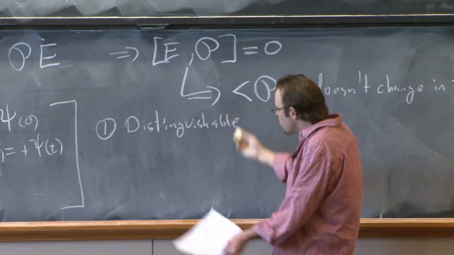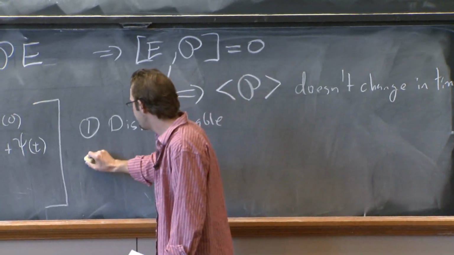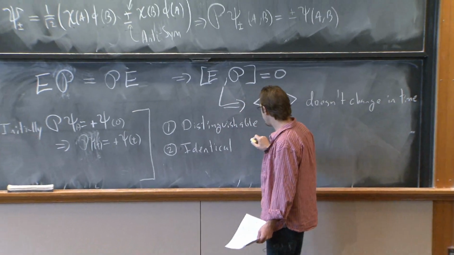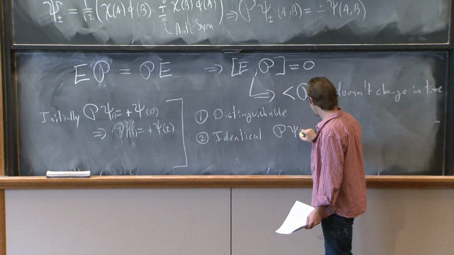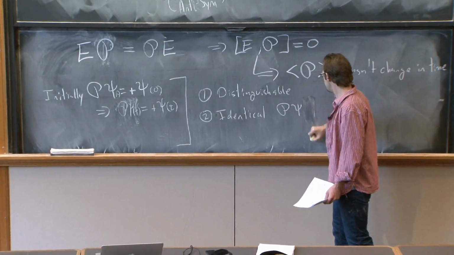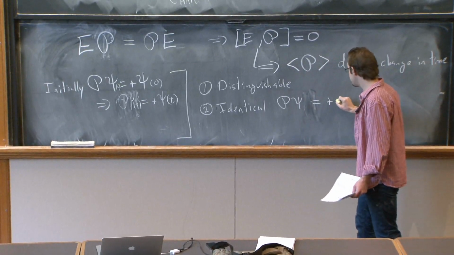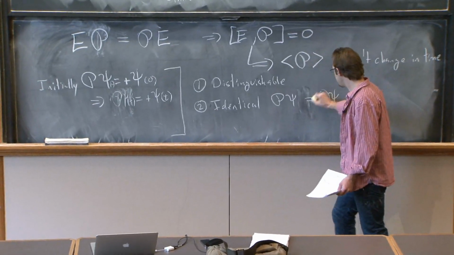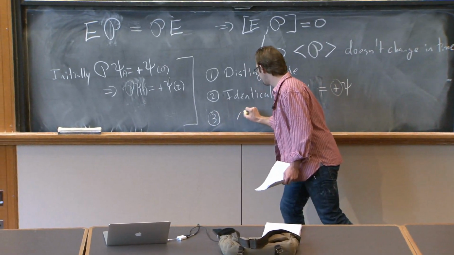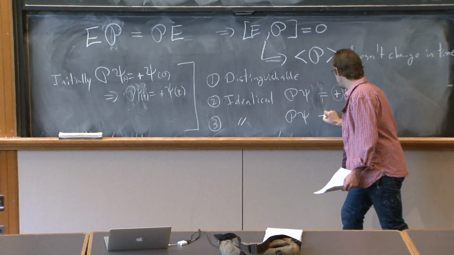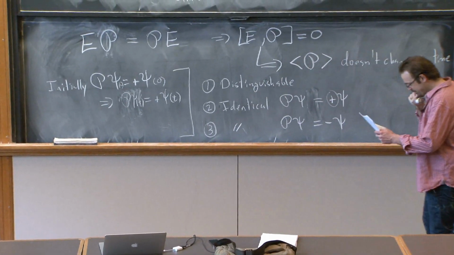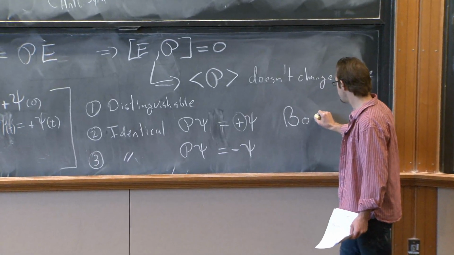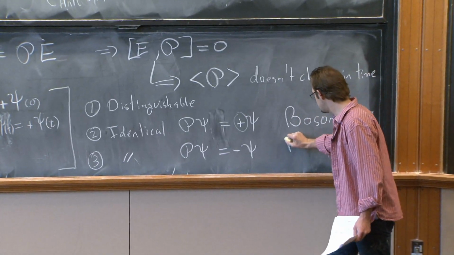If you have two particles which are distinguishable, then you're done. They're distinguishable, nothing else to say. Two, you can have identical particles with the property that if you take P on psi(A,B), if you swap the particles, this is equal to plus psi. And then you have three, identical particles where if you swap the particles, you get a minus sign on psi. These particles are called, we have a name for particles of this kind, bosons. These are called fermions.